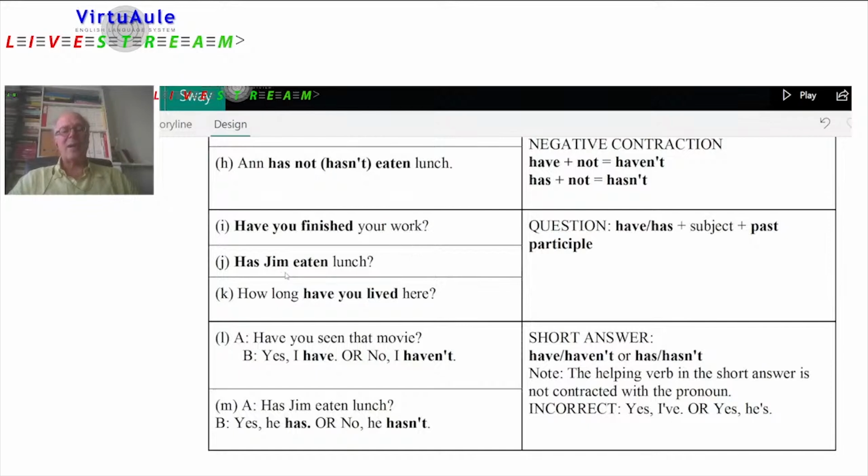Have you finished your work? J, has Jim eaten lunch? K, how long have you lived here? In the question, have, has, plus the subject, plus the past participle. Okay, in a way, this is always easy. You have the auxiliary, you have the subject, and then instead of having the infinitive, you have the past participle.